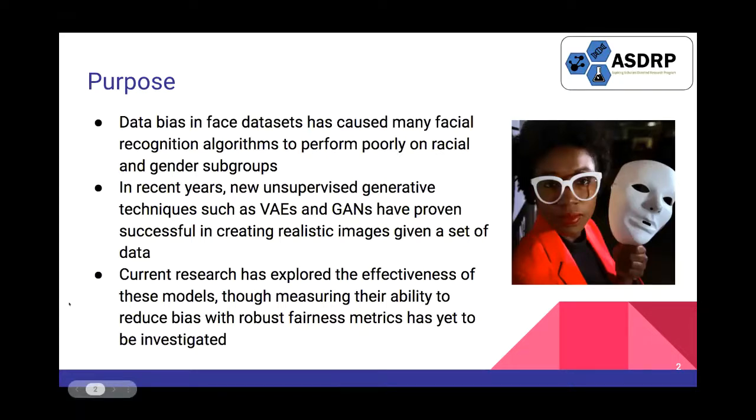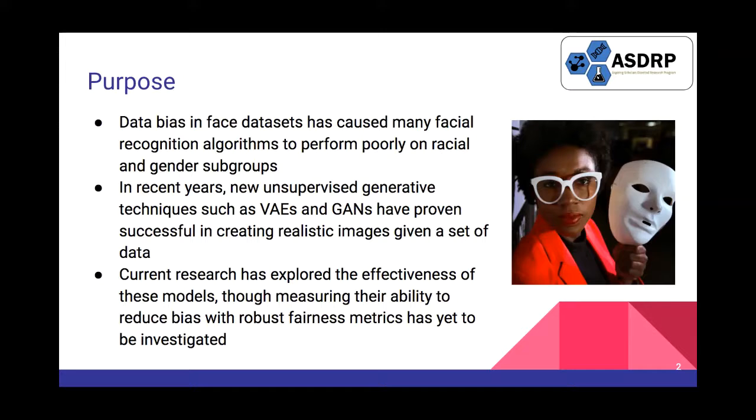data bias in face datasets has caused many facial recognition algorithms to perform poorly on racial and gender subgroups. Research shows that face detection software from companies such as Amazon, Facebook, IBM, and Microsoft is biased against people of color and women. And there's up to a 34.4% difference between white males and Black females in terms of classification accuracy. And the most common cause for this bias is dataset imbalance.